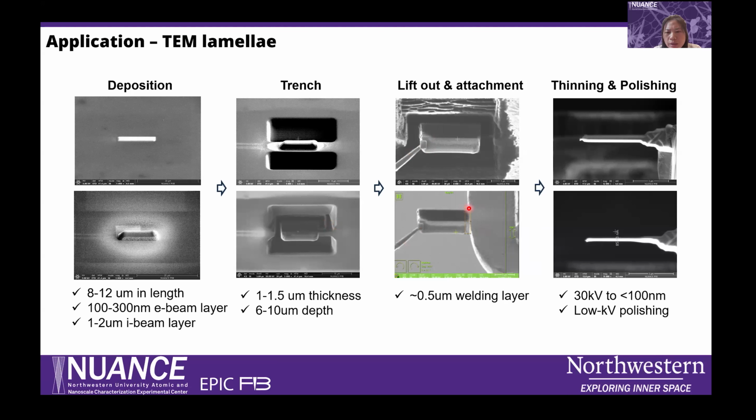Here I show the side of the grid. You can also attach it on the top of the grid, using about a 0.5 micrometer welding layer. So finally, we can mill the lifted-out lamella, using 30 kV to go below about 100 nanometers, and use low kV for polishing to make it thinner and have less damage layer.